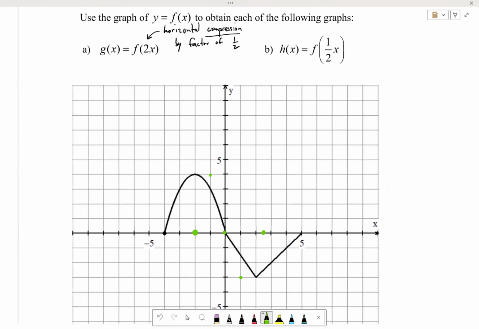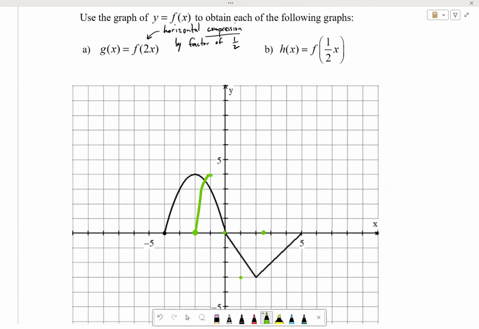Now, I appreciate that you're going from here to here. That makes sense to me. I think for the purpose of this class, how we get here is that all of this is being compressed. Right? Horizontal compression, so all just moving in by a factor of 1/2. And now that we have our key points, is it difficult to draw a new function?